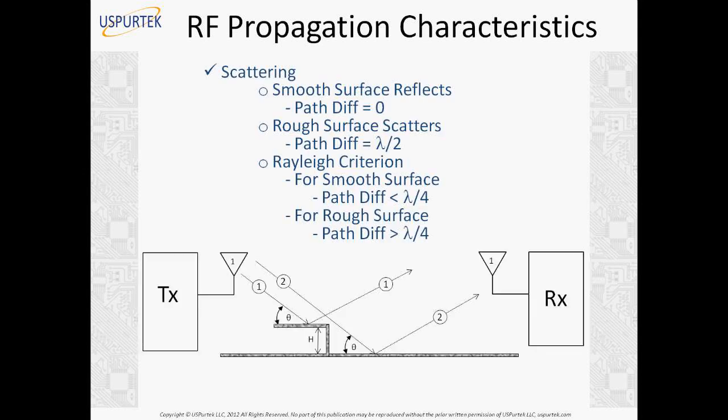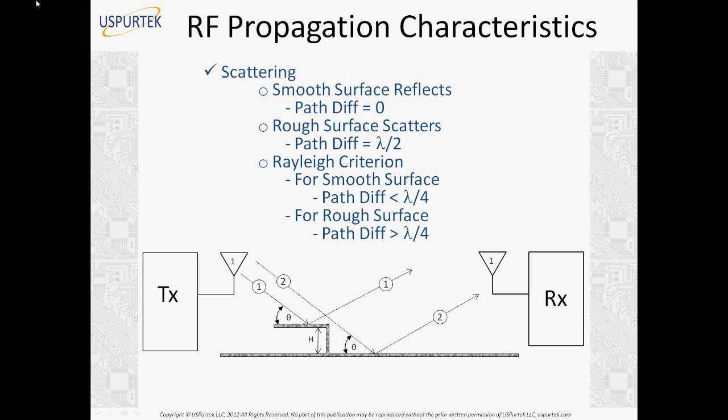As you see here, this is a simplified model of scattering. Ray number 1 is reflected from an object of height h, so it is scattered because there is an object at h here. Ray number 2 is reflected from the smooth surface. Both are incident at the same angle theta, but because of this object of height h, there will be a phase difference between number 1 and number 2.